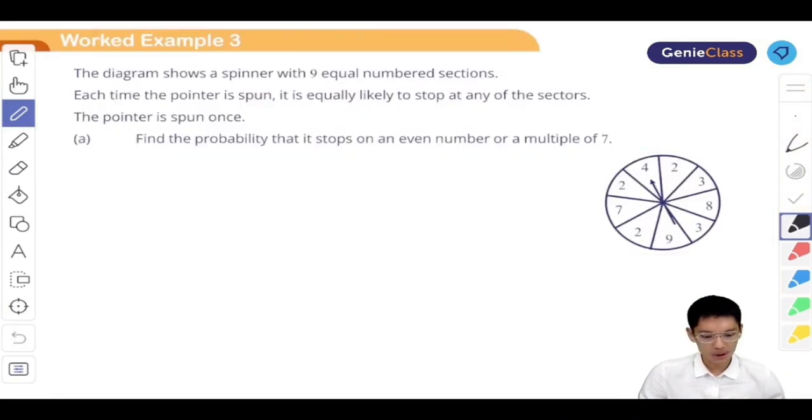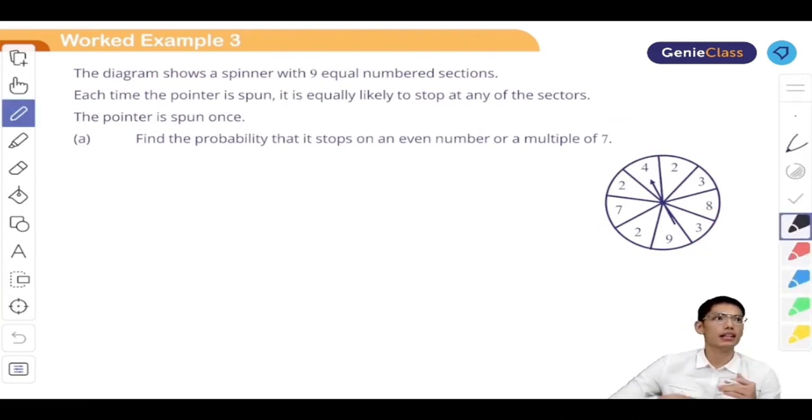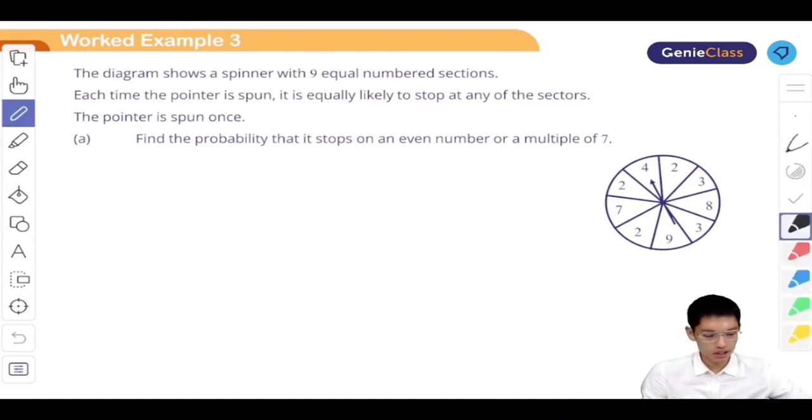In this case, a variety of a question. Suppose it is not really clear that this is really mutually exclusive. Let's see, what does this question say? A spinner with 9 equal number sections as shown here. Each time the pointer is spun, it is equally likely to stop, so each of them is equally likely. So there's no bias. Find the probability that it stops on an even number or a multiple of 7.